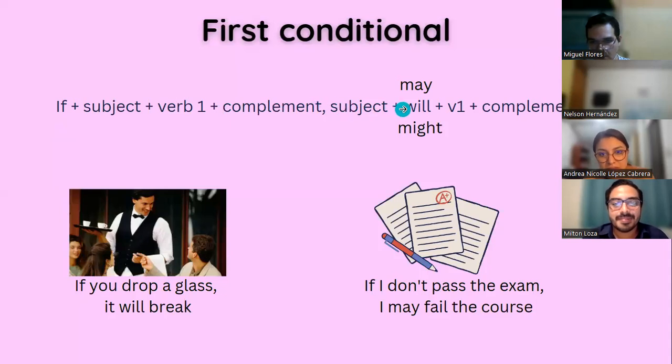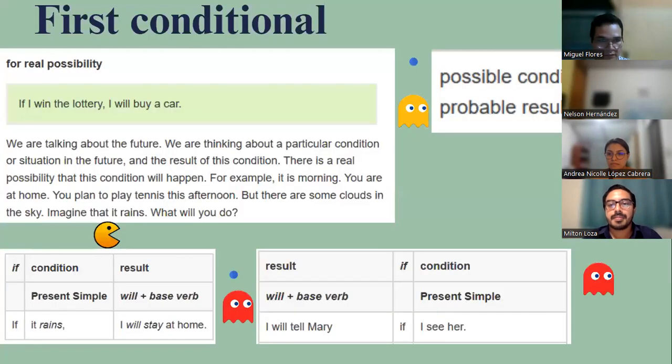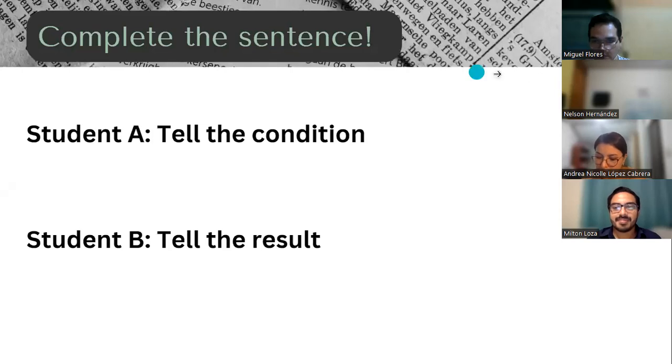Instead of will, you may use may and might. If you want to tell the degree, maybe you will not, but you might get sick. Very good. If I don't eat the entire day, the whole day, I may or might get sick. Perfect. Good job, guys. You did an excellent job.